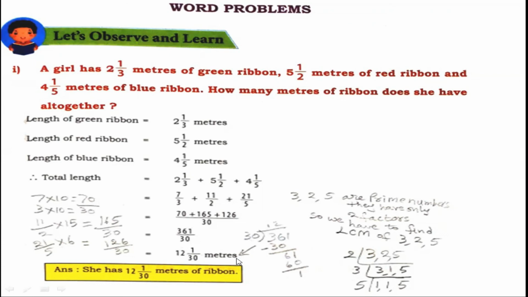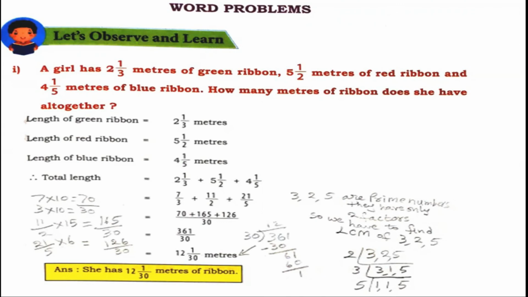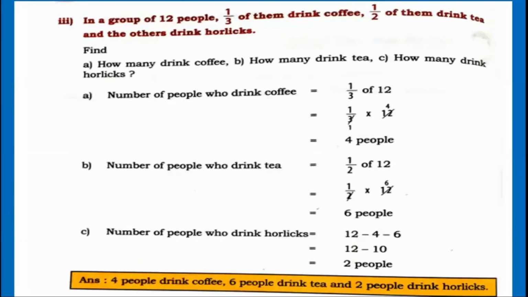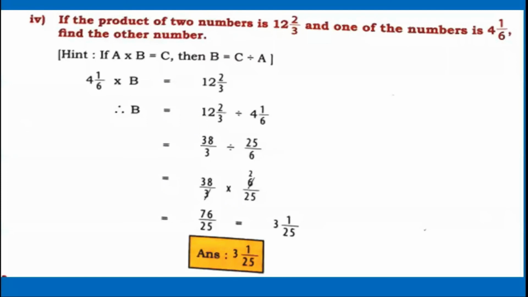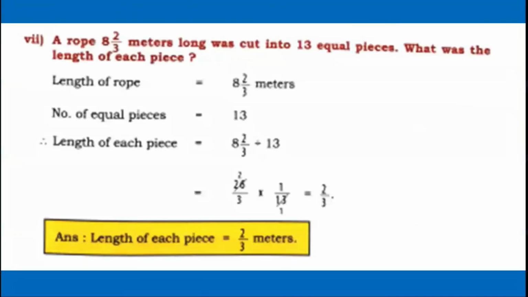The total answer is 12 1 by 30. So she has 12 1 by 30 meters of ribbon. Now have a look at the rest of the examples given in your textbook. Go through the rest of the examples. Let's do it. Read, think and solve.